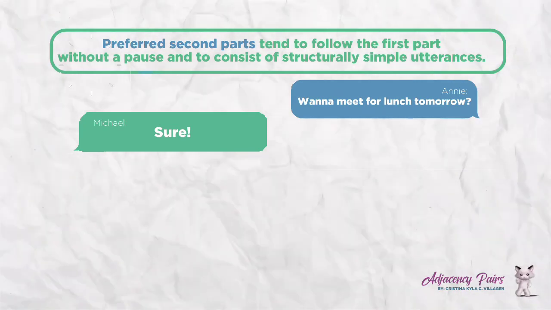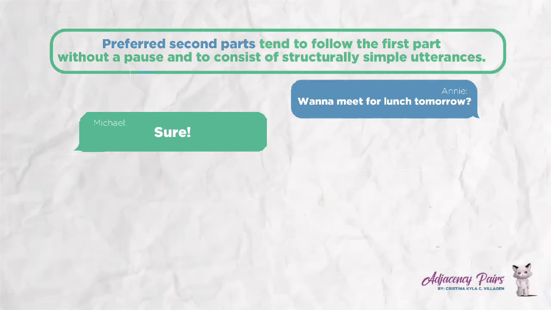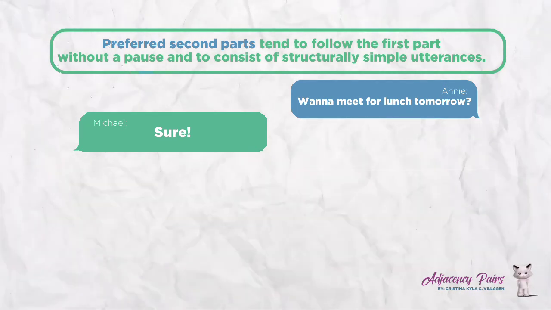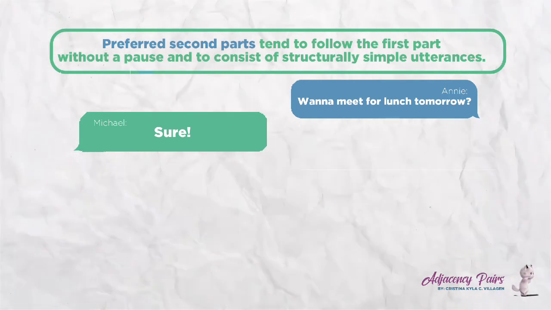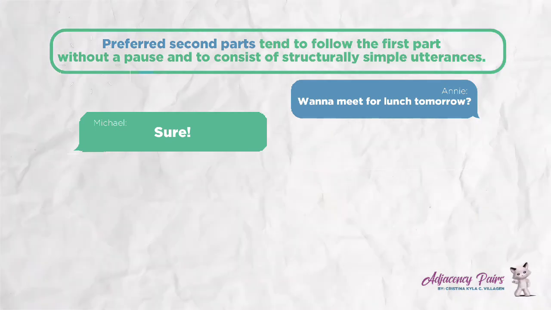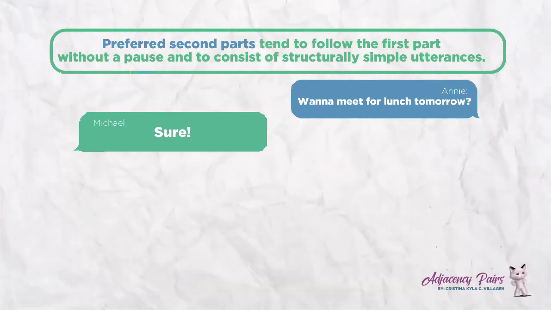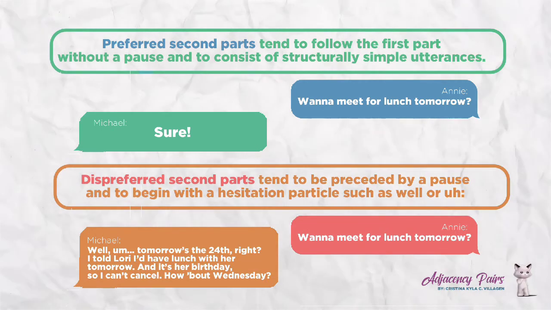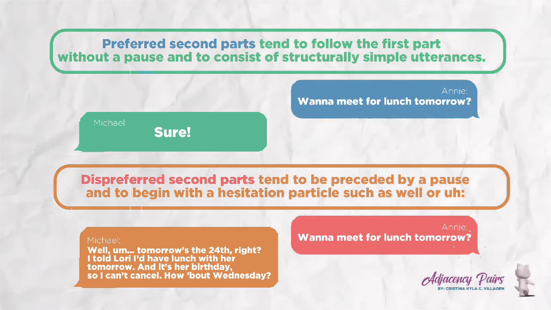Preferred second parts tend to follow the first part without a pause and to consist of structurally simple utterances. Annie asked Michael for lunch and he immediately answered "sure," which means he fully agreed to it. However, dispreferred second parts tend to be preceded by a pause and to begin with a hesitation particle such as "well" or "uh." For example, Annie asked Michael for lunch, but instead of providing an immediate and direct answer, he started with "well" and pauses represented by the ellipsis. Michael later on declined Annie's invitation.